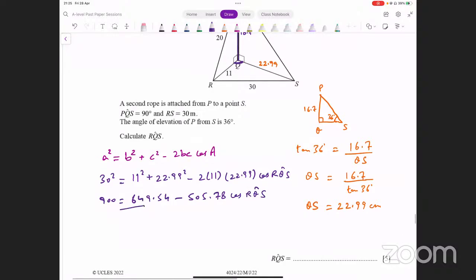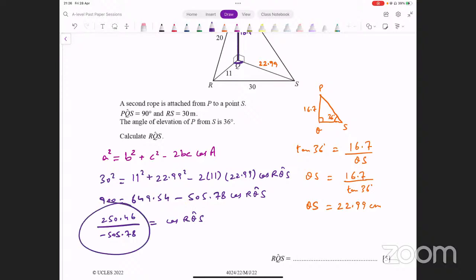Okay, go to the other side and subtract. What does that give you? 900 minus 649.54, and that turns out to be 250.46. Sorry, not degrees, 250.46. Now we will divide this by this number, and that's going to be minus 505.78. On the other side, we have cos of RQS.